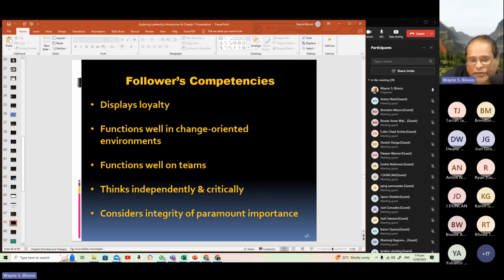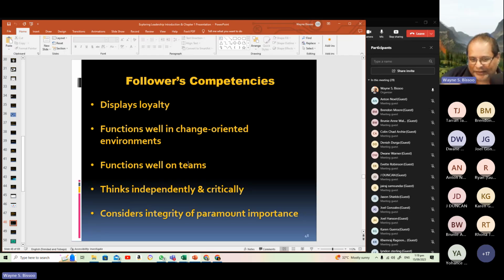Now, competency is required to be able to complete those roles. They have to have loyalty. They have to function well in change-oriented environments. They have to function well on teams and groups. They have to think critically and independently, and they have to consider integrity of the most paramount importance. So these are things that the text is telling us, but a lot of individual leaders don't like this.